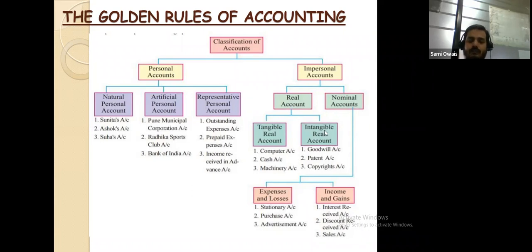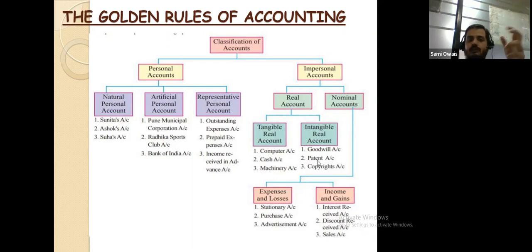Intangible assets are things like goodwill, patents, copyrights. If you have built some software, you would have copyrights to that. That copyright would be a part of your assets because that is your property that has been registered. Same goes with goodwill also.